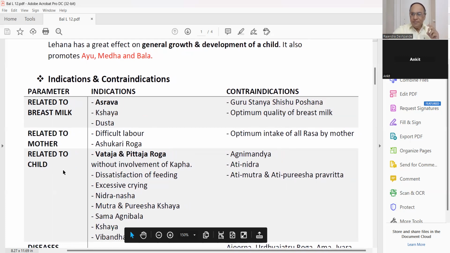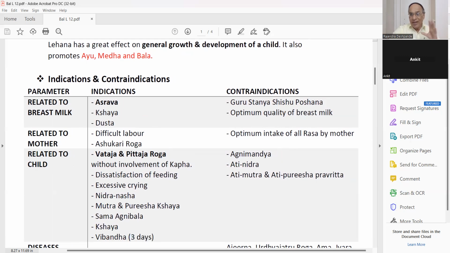Then, related to the child, for example Vataja and Pittaja roga, vyadhi. Whenever there is weight loss, growth is not proper, milestones are delayed, or some heating symptoms are there, burning, inflammation, redness. If Vata and Pitta are on the higher side, Rukshata, Vata is dryness, that will create dryness, and Pitta will create heat. So how will the nourishment take place? Then we have to give the lehana, which will pacify the dosha, dhatu and mala, without involvement of kapha. If kapha is more, no need to give lehana. Why give it? Because lehana is always nourishing. Don't forget that. This is a good food supplement, so whenever necessary, we have to give it.